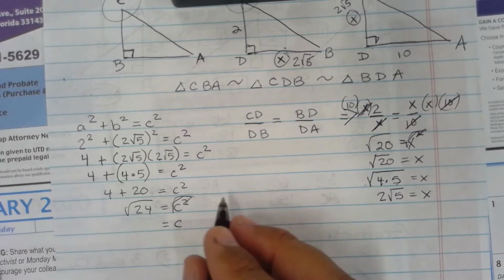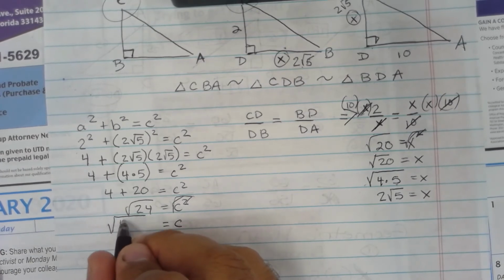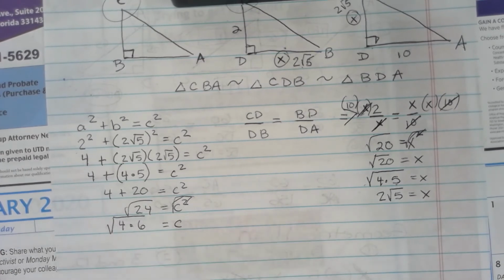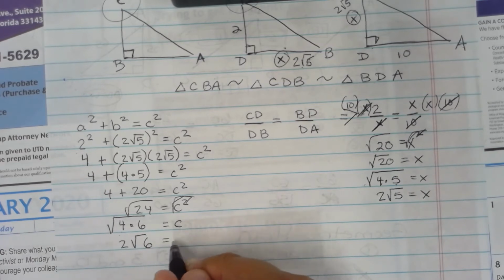Now I'm going to show you how to get that. You guys said this is what? Square root of 4 times 6, right? Well, we could take the square root of 4, which is 2. This will be 2 square root of 6 is equal to c.